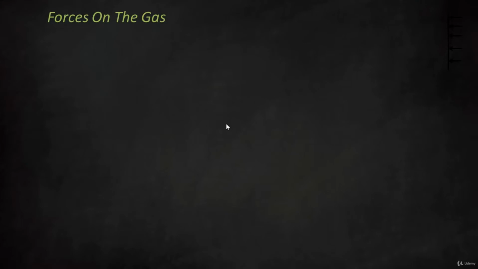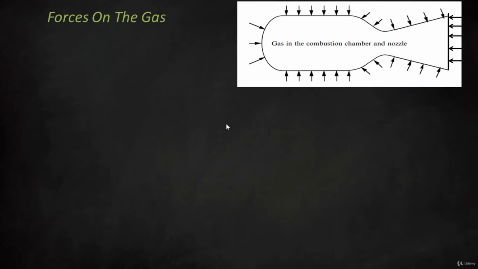And so to see that, let's take a look at this. To see the force on the gas inside that combustion chamber and the nozzle, we will consider this closed nozzle. And so we know that the force is of course equal to the pressure times the area. But in this case, the area is changing. As you can see, we've got different shapes, and therefore we need to integrate over the complete surface area of the combustion chamber and the nozzle.